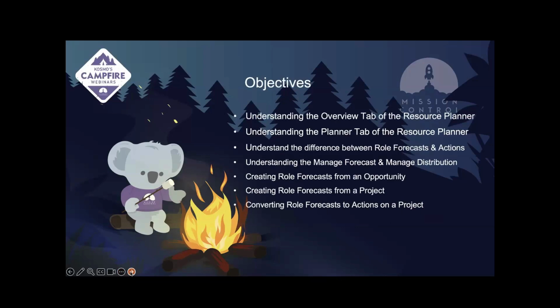As we look at our objectives today, we'll be understanding specifically the overview and the planner tabs as I stated. We'll be taking a look at what exactly is the difference between the role forecasts and actions, understanding manage forecast and manage distribution tools. We'll be looking at how we create and manage role forecasts from an opportunity, how we create role forecasts from a project, and we'll be converting those role forecasts to actions on the project as well.